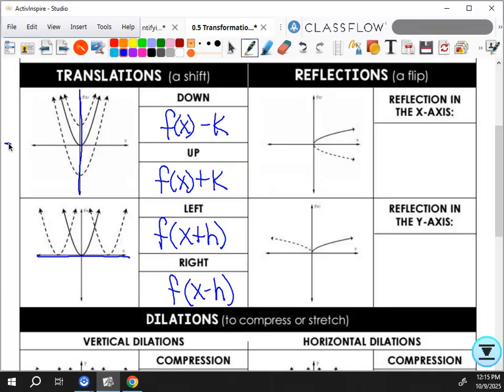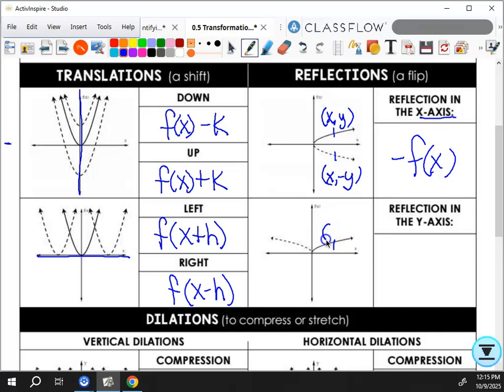X is a liar. Then we're going to look at reflections. All right, if I have a point here, let's say that's xy, and I reflect it down here, what changes, the x or the y? The y. The x value stays the same. We change the sign on y. So if we change the sign on y, that is a reflection in the x-axis. So negative f of x. Okay, change the sign on y.